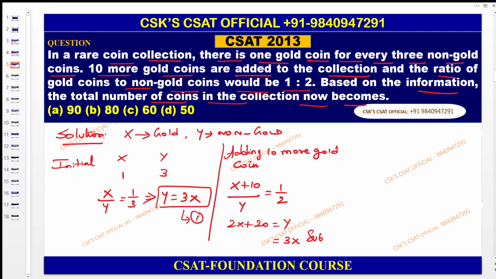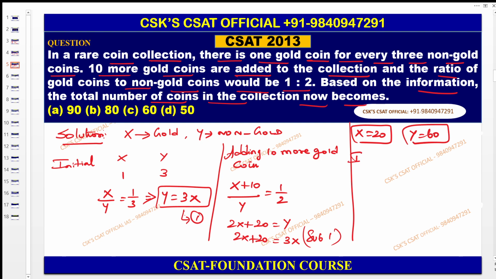So substituting equation 1 here. So therefore 2x plus 20, rearrange. This becomes x is equal to 20. When x is equal to 20, y is equal to 60. Therefore, initial number of coins is equal to x plus y, which is equal to 20 plus 60. So which is equal to 80.